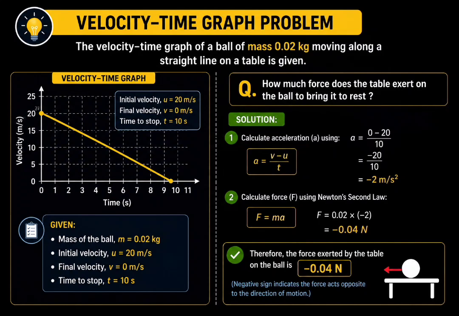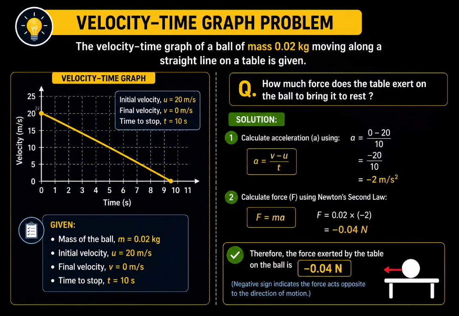First, we will calculate acceleration. We know the acceleration is equal to change in velocity divided by time. So, a is equal to (v minus u) upon t. Putting the values, we get acceleration equal to minus 2 meter per second square. The negative sign shows that the ball is slowing down.